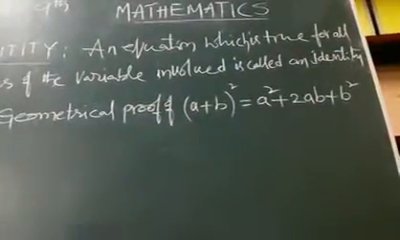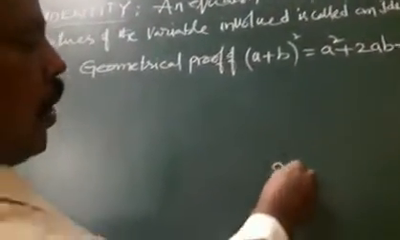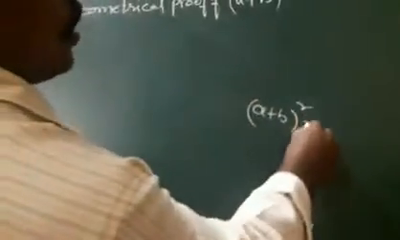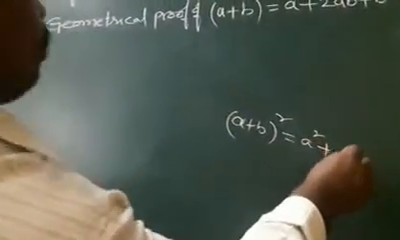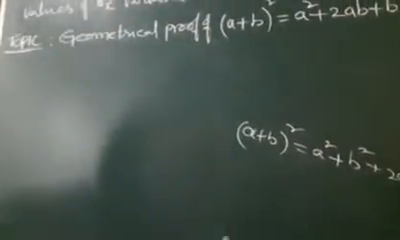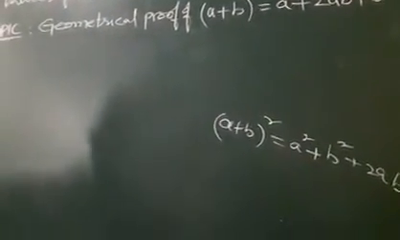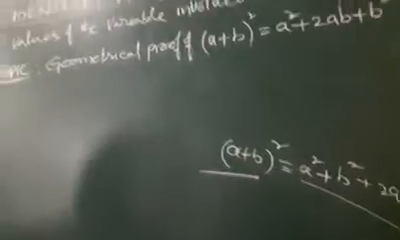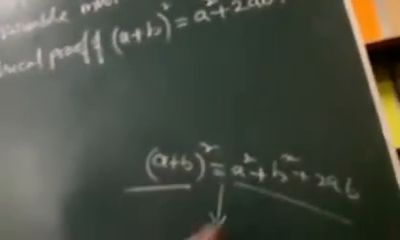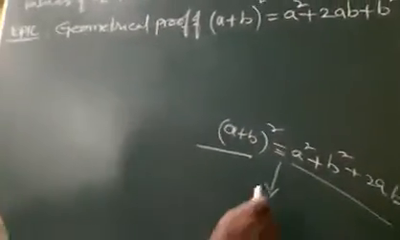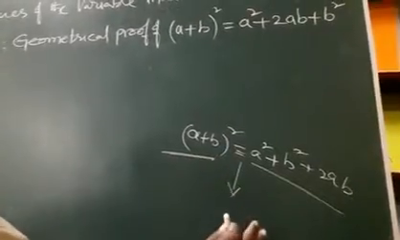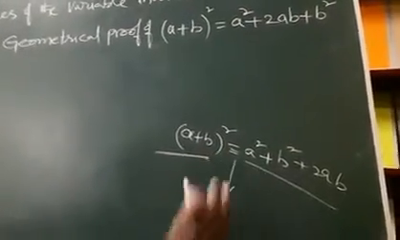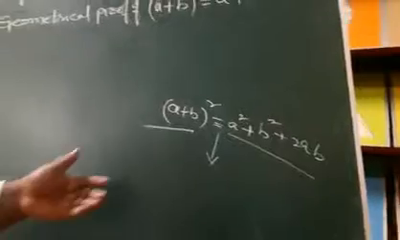Now see, children, for example, (a plus b) whole square is equal to a square plus b square plus 2ab. It is an equation. Why is it an equation? See, this is one expression, this is another expression. These two expressions are separated by an equality sign. That's why it is called an equation.